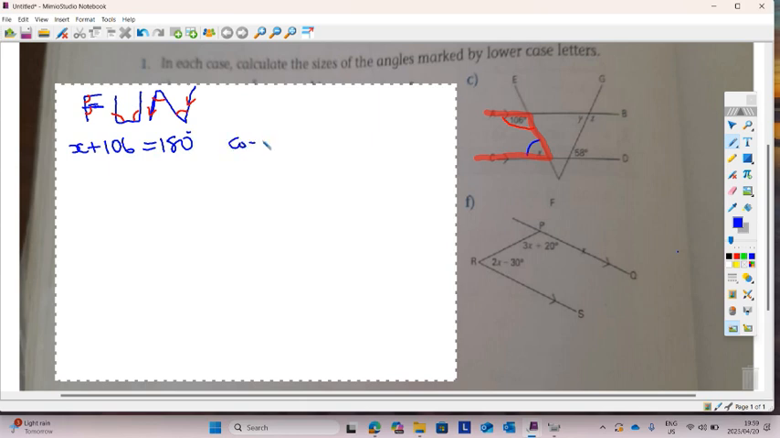They are co-interior angles, and then you need to specify the lines which are parallel. So we have AB is parallel to CD. Now solve for X. Your X here is equal to 180 minus 106, and that is equal to 74 degrees. And then that is X.